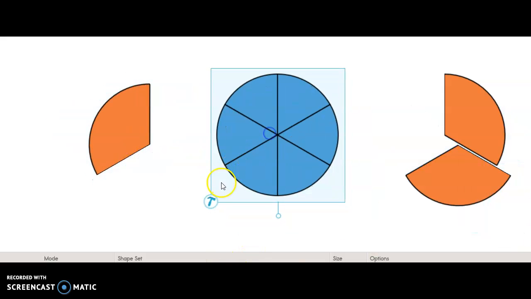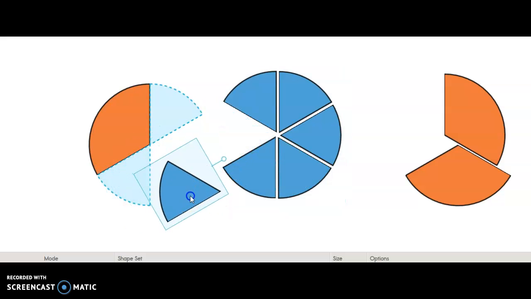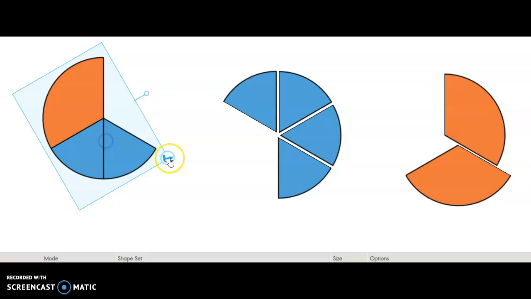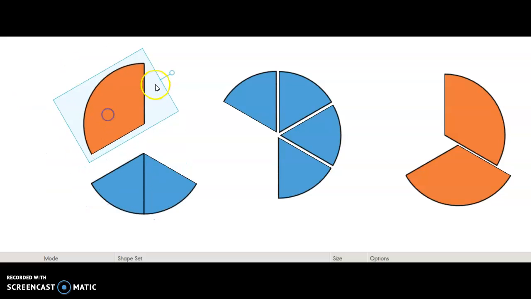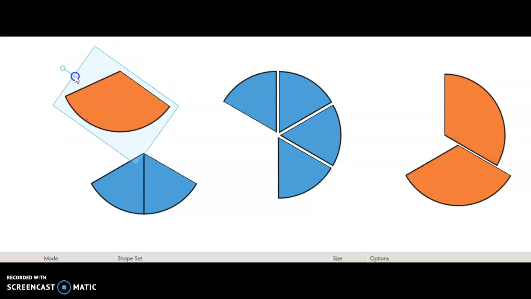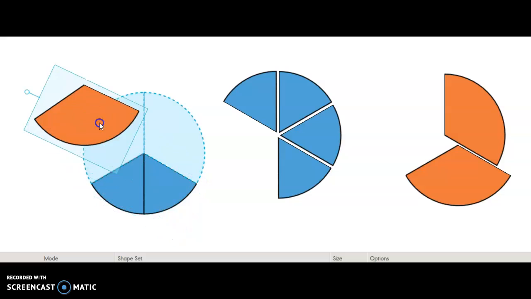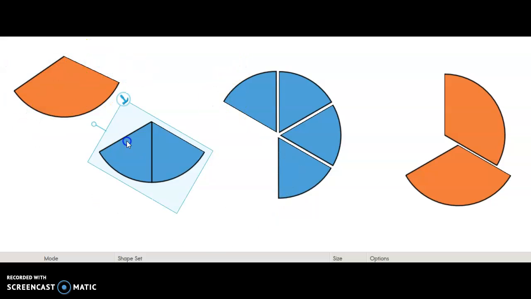I know it's 6 because it's divided into 6 parts. So I know 1 is too small. Let me see if I put 2 of them together. So I'm going to take it and see. Let me break it apart again. And if I turn this, and I put it on top, yes, it will fit. So that means that I know that something that is equivalent to 1/3 is 2 sixths.